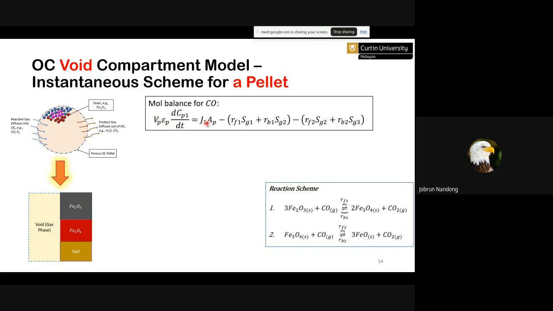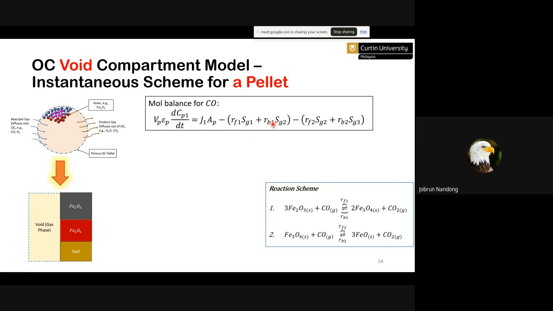J1 here is a diffusion, right? J1 is the diffusion of the CO gas from the bulk phase into the pellet. So again, this J1 is per pellet, so it has to be multiplied by the surface area of the pellet, Ap here. Again, I will explain that a little bit more. So now this is the reaction that consumes the CO. Sg1 here is based on grain number 1.